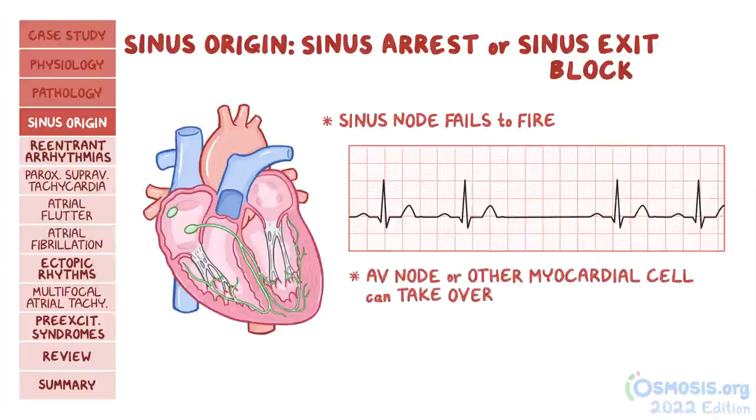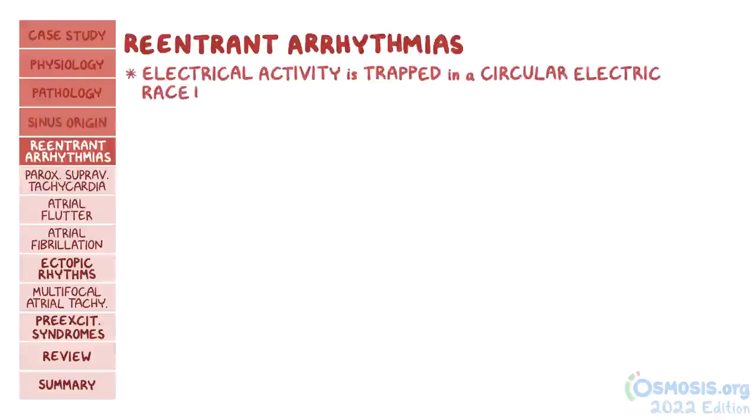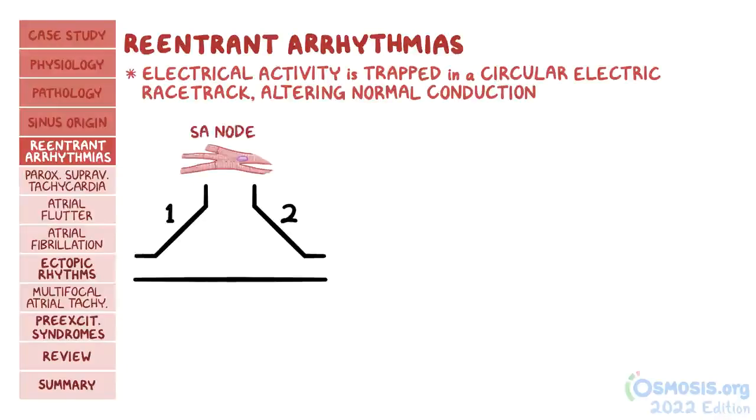All right, now the second type of supraventricular arrhythmias are reentrant arrhythmias. In this type, electrical activity is literally trapped in a circular electric racetrack, altering normal conduction. To understand this, let's picture a single myocyte with two branches, triggering two adjoining pathways, 1 and 2. Under normal circumstances, electrical activity starts on the SA node and then travels from one myocyte to the other. Now, the wave of depolarization should go through both 1 and 2 at the same speed.